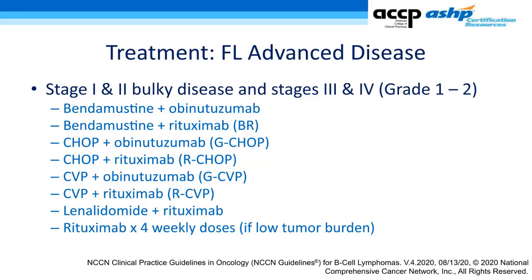So bendamustine, CHOP, or CVP in combination with either Rituximab or Obinutuzumab. So essentially 6 different options here, as well as the options of the chemotherapy-free regimen, Lenalidomide and Rituximab, or if the patient has a low tumor burden or is frail, Rituximab alone.